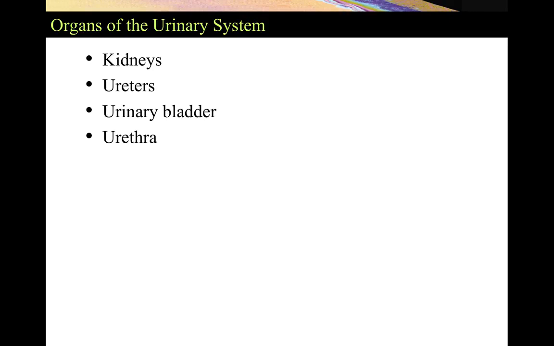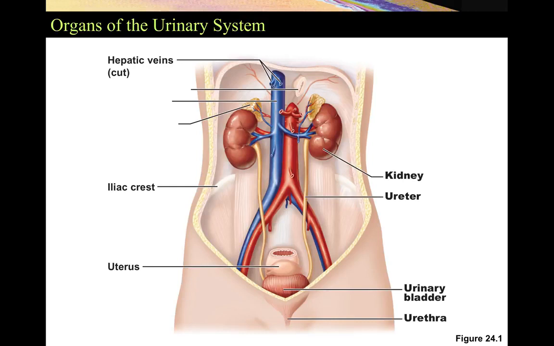Something to note is that the urethra is different between male and female as far as the size and either dual functionality or single functionality. So keep that in mind as we go through this PowerPoint. Here is the picture of the urinary system. You have a right kidney and a left kidney. These yellow tubes coming down are your ureters. Then you have the urinary bladder.